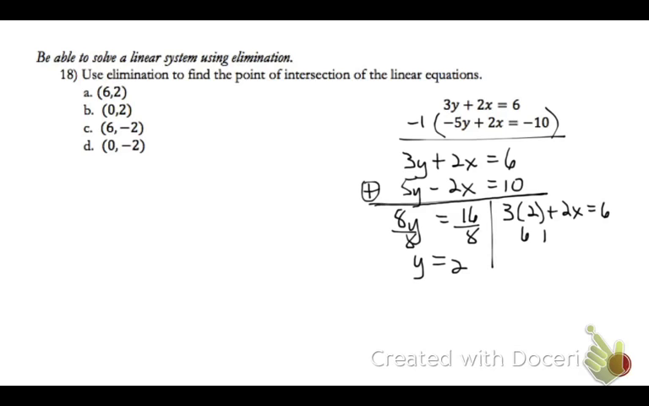So 6 plus 2x equals 6. Subtract 6 from both sides. 2x equals 0. Divide both sides by 2. So x equals 0. So these two lines will cross at the point (0, 2), choice B. Alright, look at number 19.